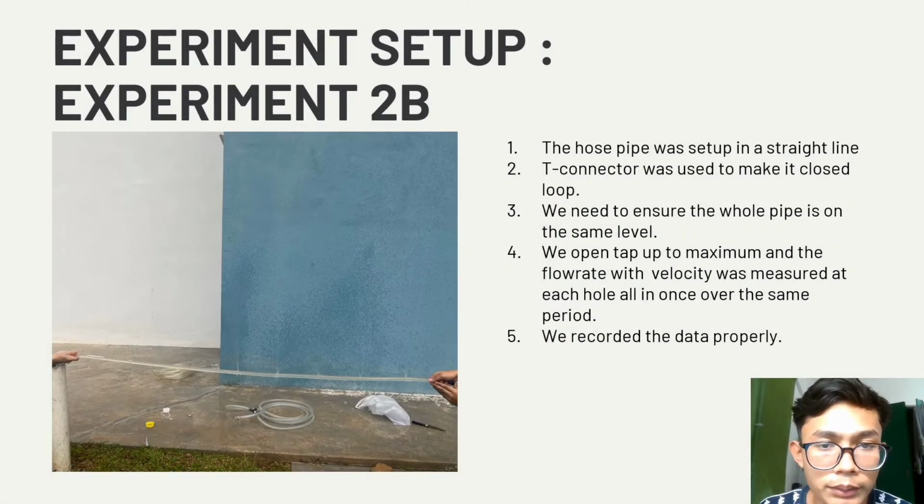For experiment B, the experiment setup is this. First, the hose pipe was set up in a straight line. As you can see, this is the pipe. Two, the T connector was used to make it a closed loop. Third, we need to ensure the whole pipe is on the same level. Fourth, we open the tap to maximum and the flow rate with velocity was measured at each hole in once over the same period. Lastly, we recorded the data properly.